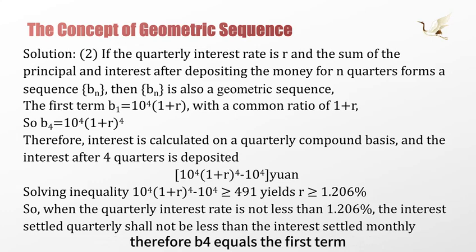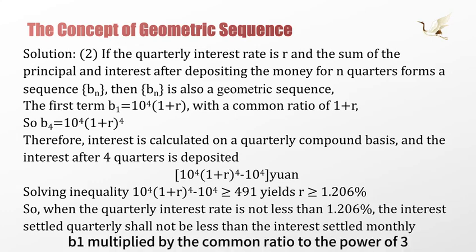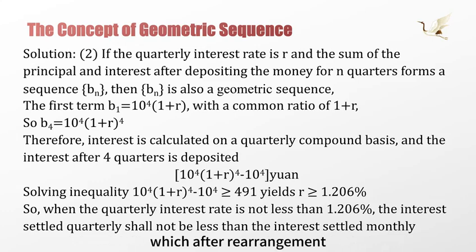Therefore, b_4 equals the first term b_1 multiplied by the common ratio to the power of 3, which after rearrangement is 10 to the power of 4 multiplied by (1 plus r) to the power of 4.